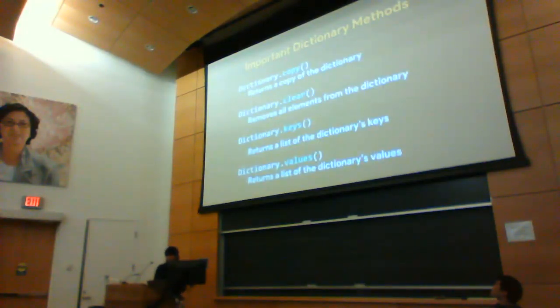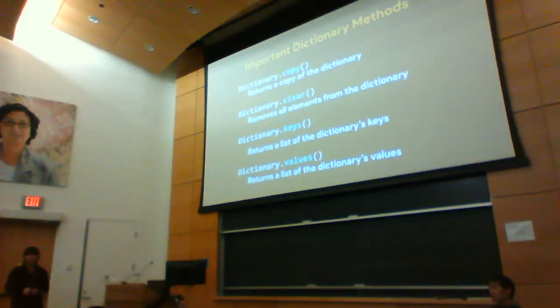Okay, so these are important dictionary methods. You guys probably should have seen them by now. dictionary.copy returns a copy of the dictionary. dictionary.clear gets rid of everything, all the key value pairs, and essentially makes an empty dictionary. dictionary.keys returns a list of all the keys. dictionary.values returns a list of all the values.